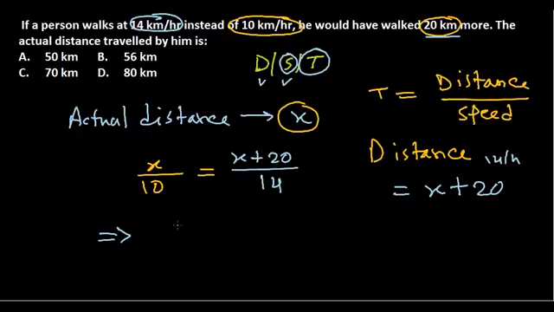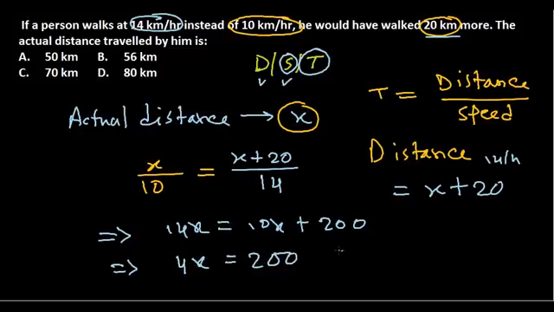So if this is the situation, then what is going to be the case? 14x equals 10x plus 200, that's going to be the situation. Now if we take this part, 4x equals 200, and then the answer will be x equals 50. So x equals 50, and x in this case is the actual distance. Now the actual distance here is 50 km. No problem with the units because everything is in kilometer and kilometer per hour. So the option A is the correct answer, right? So that's it.